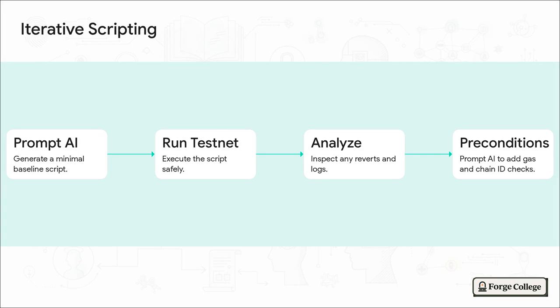Step 1, you prompt the AI for a minimal baseline script. Step 2, run it safely on a testnet. Step 3, it will probably fail, and that's totally fine. Analyze the reverts and check the logs. Step 4, feed those specific errors right back to the AI and prompt it to add preconditions. Things like checking if you even have enough gas or if you're on the correct chain ID. You basically just iterate on this loop until you have a graceful, idempotent script, meaning a script that won't just completely crash if you accidentally run it twice.